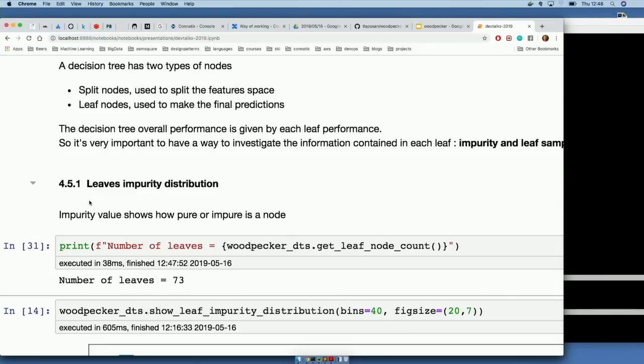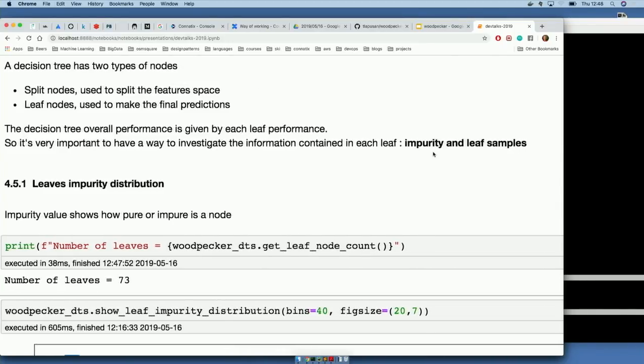And when you hear the final prediction, you can guess that the leaf nodes are the more important ones from a decision tree. And that's why it's important to have a general overview about what they are doing. A leaf node contains at least two important pieces of information.